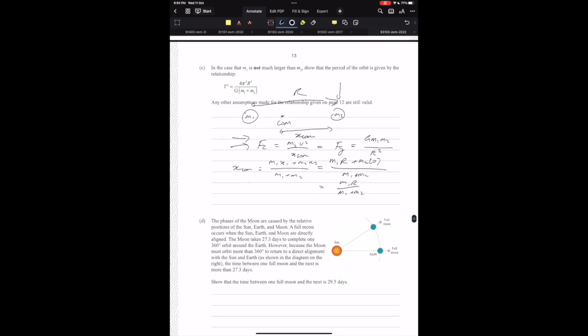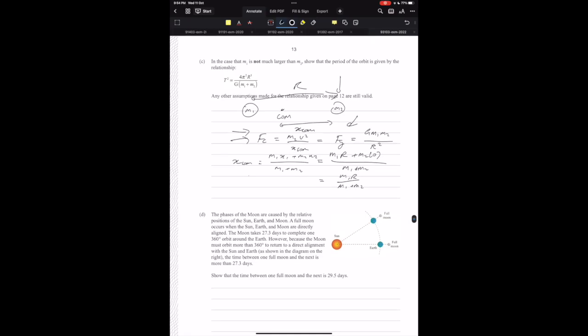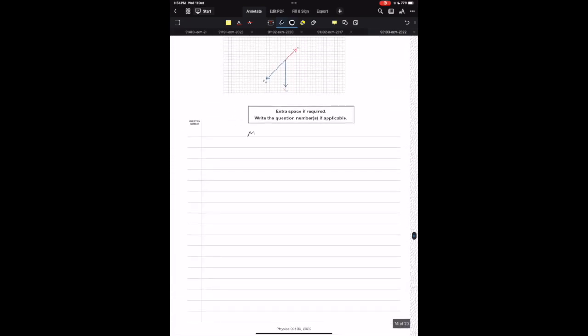So now we can continue with our derivation using this centripetal force equating with the Fg. So we get M2 v squared over x_com equals G M1 M2 divided by R squared. We're running out of space, so I'm just going to put it down here. So M2 v squared over x_com equals G M1 M2 divided by R squared.